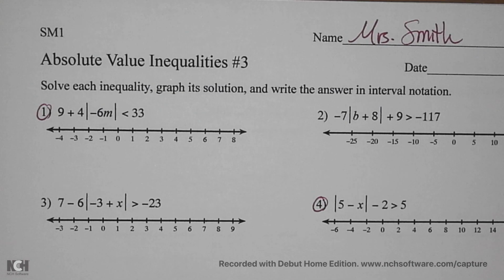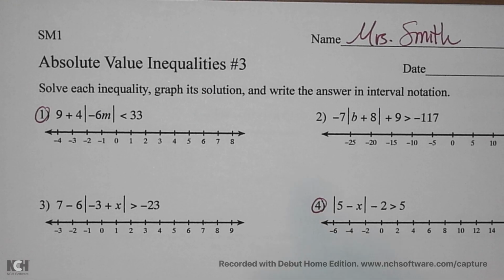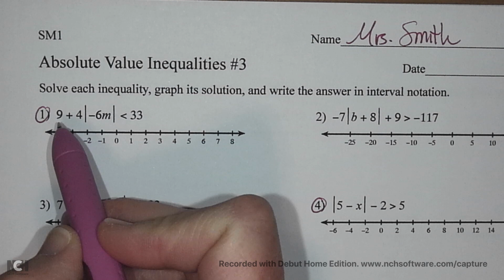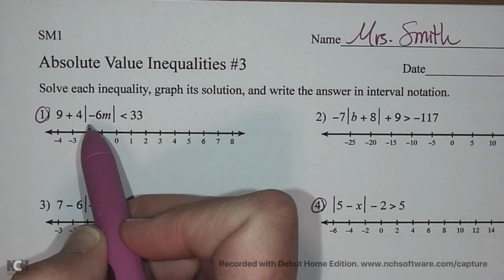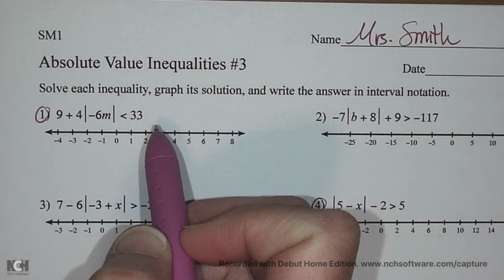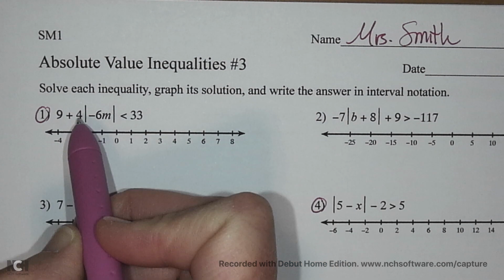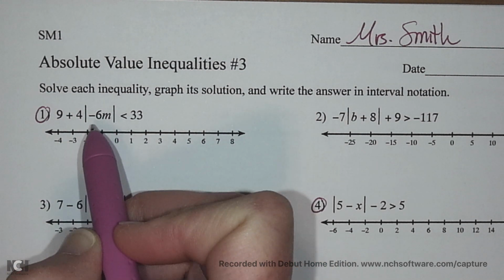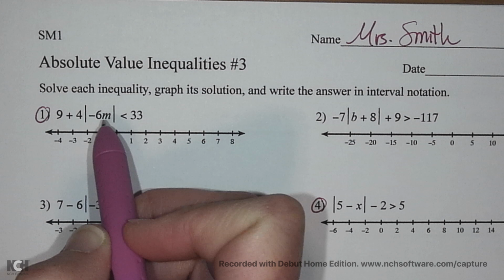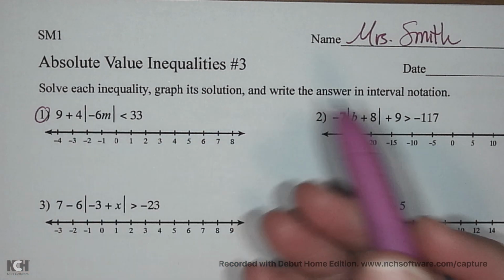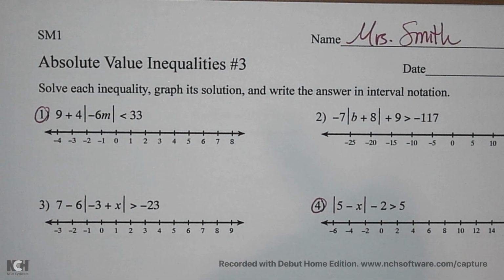All right, starting with number 1. We have a lot of stuff going on here. We have 9 plus 4 times the absolute value of negative 6m is less than 33. So again, this 4 is timesing into the negative 6m, but we can't distribute because these aren't parentheses, they're absolute value bars, and you can't distribute with those. So let's tackle this problem.